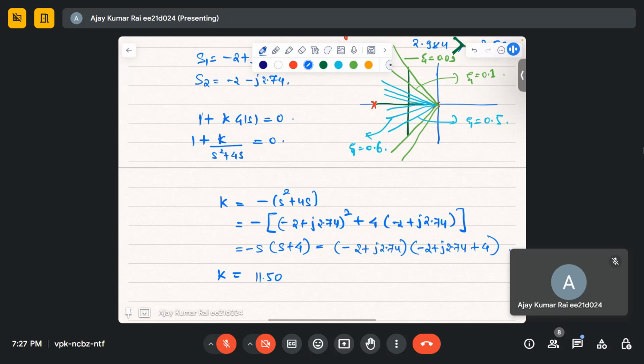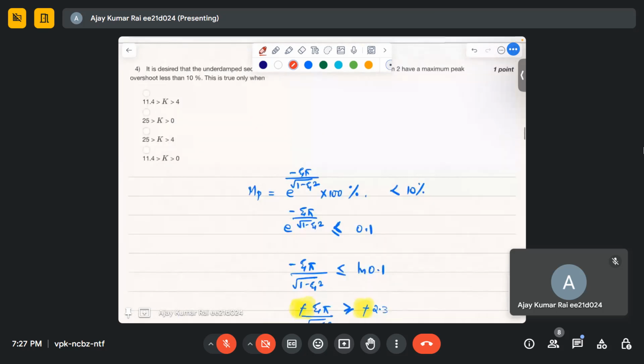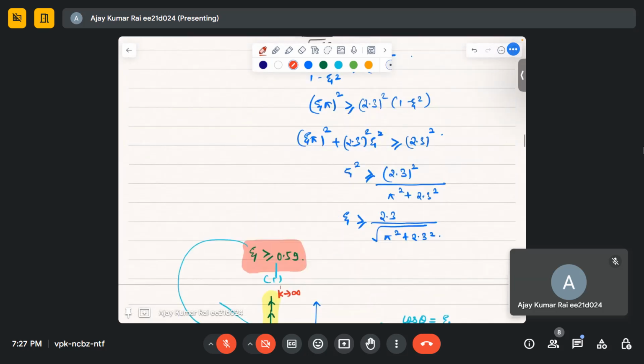So I've done the calculation. This is the simplified step. Our friend has simplified the step from here to here, while I directly put the value, so I got this 11.50. Kindly check. I hope you will get the same answer, approximately. Let me check.